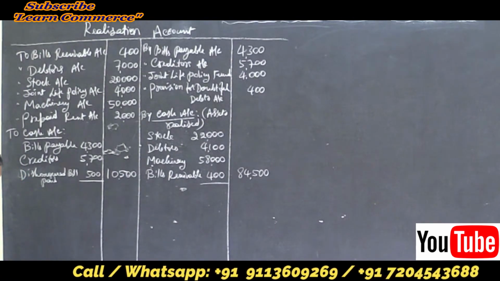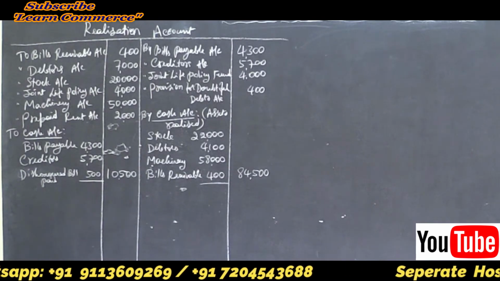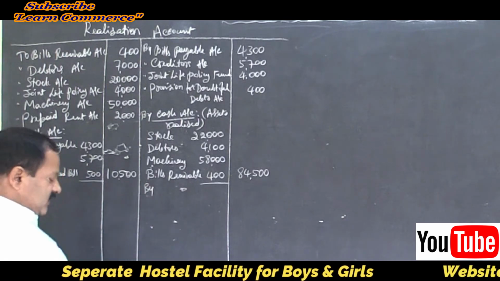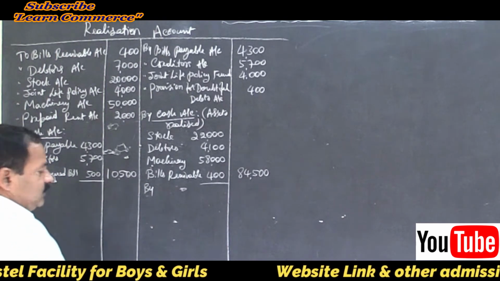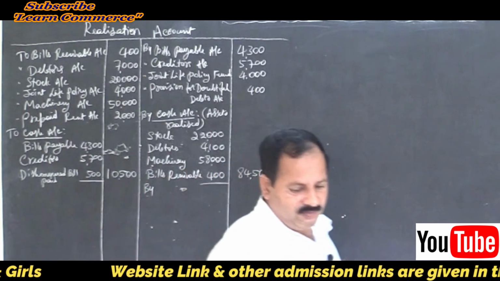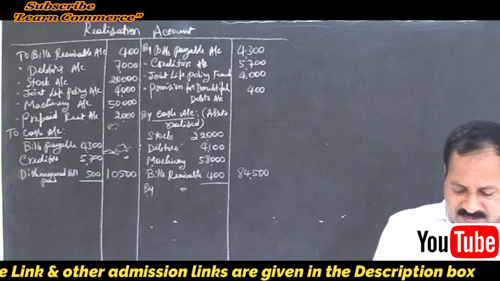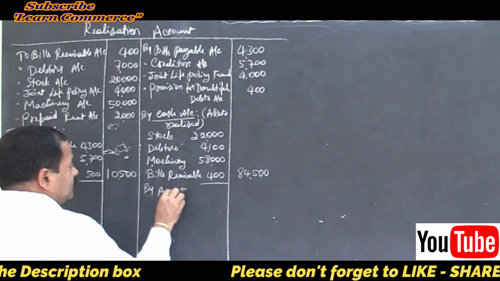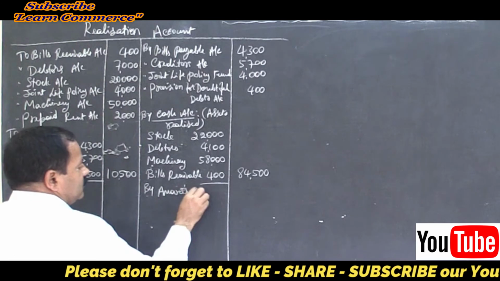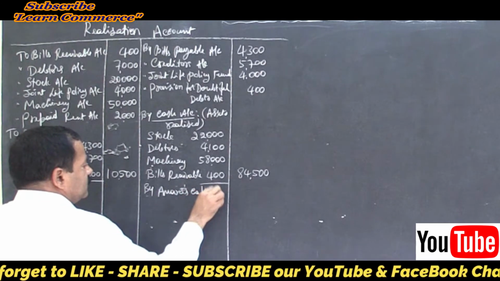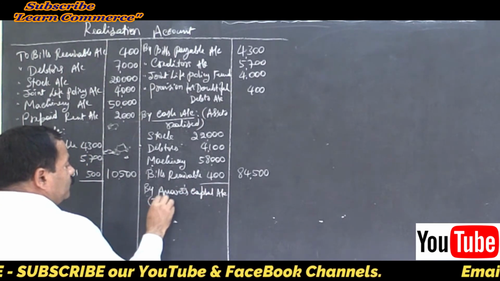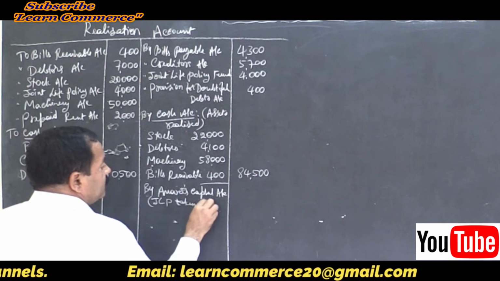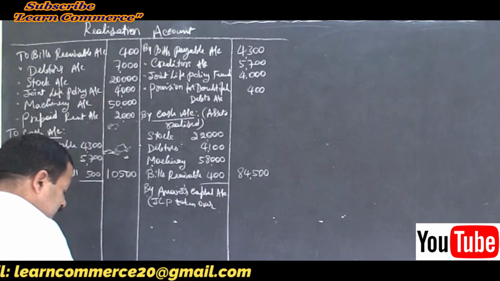Then, are there any other items to be entered? Yes, there is one asset taken over. JLP is taken over, right? JLP, Joint Life Policy, is taken over by Mr. A. So, A's capital account. Who is that? Mr. A, Amara, isn't it? Amara took over Joint Life Policy. So, by Amara's capital account, JLP taken over. What is the value of JLP? 5,000, right?